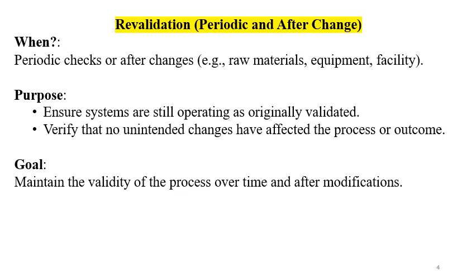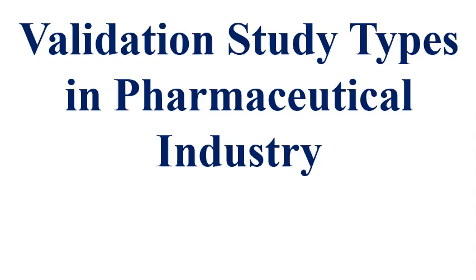The purpose of revalidation is to ensure that the systems are still operating as originally validated, and it verifies that no unintended changes have affected the process or outcome. The goal of revalidation is to maintain the validity of the process over time and after some modifications or variations or changes.